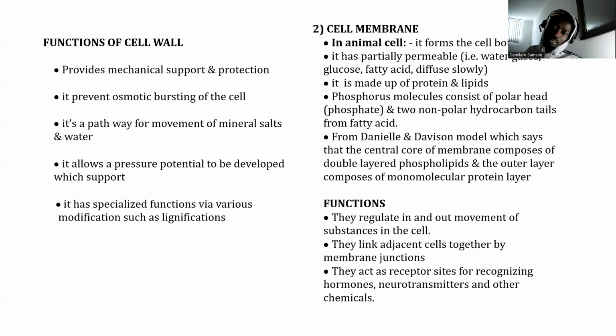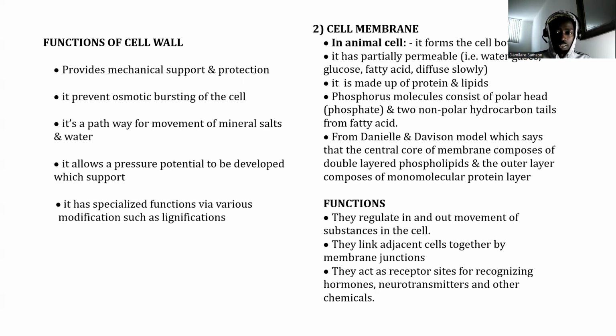So, still talking about lipids, which fat and oil and all stuff that have been explained. From the Daniel and Davidson model, which says that the center core of the membrane is composed of double-layered phospholipids, and the outer layer is composed of a monomolecular protein layer. All the Daniel and Davidson model is trying to do is let us know what makes up the cell membrane.